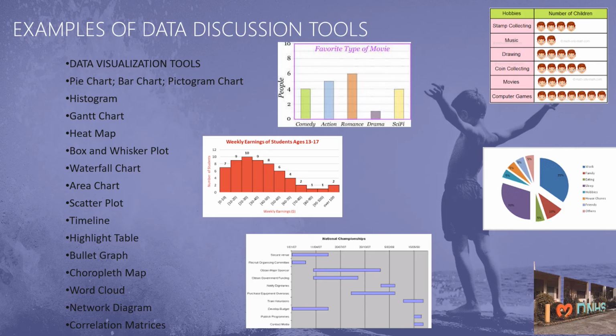Okay. What are examples of data discussion tools? The data visualization tools can be used. We can use the charts. We can use histogram, Gantt chart, heat map, box and whisker plot, waterfall chart, area chart, scatter plot, timeline, highlight table, bullet graph, choropleth map, word cloud, network diagram, and correlation matrices.